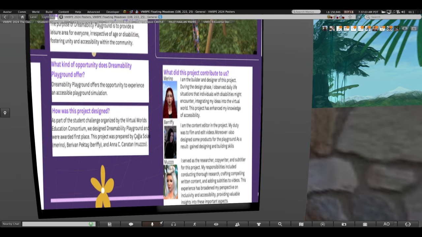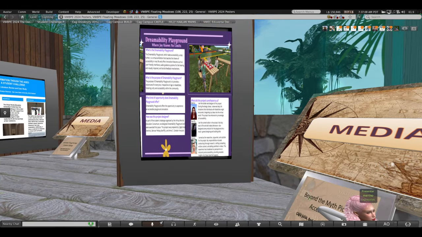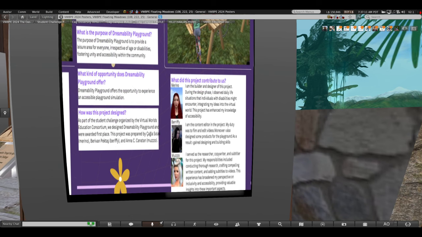That's very cool. I'm looking at the poster on my left that says, what did this project contribute to? And I noticed that there are three of you on the team. Could you just talk a little bit about what each of you did? Sure. My role was building. We have three teammates. My other students' names are Anna and Berivan.